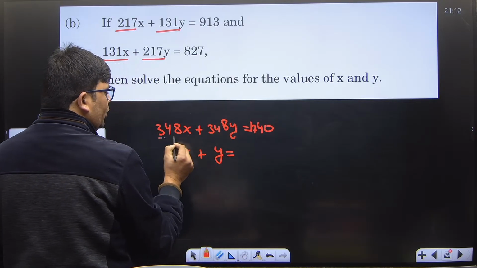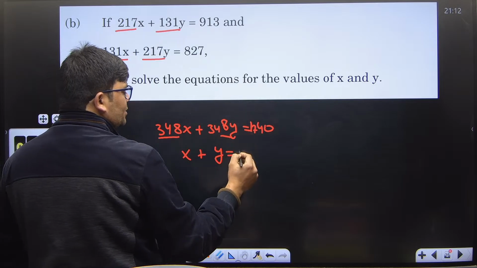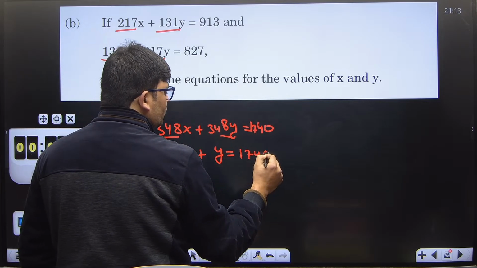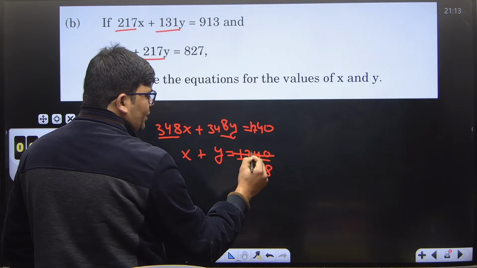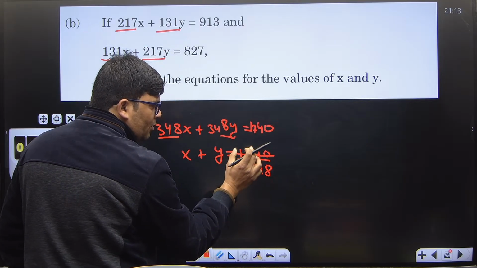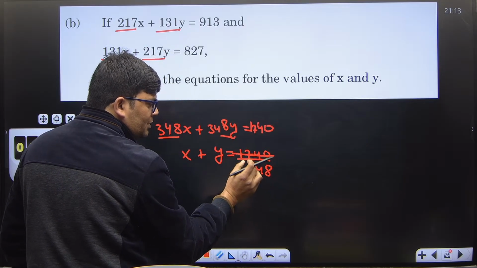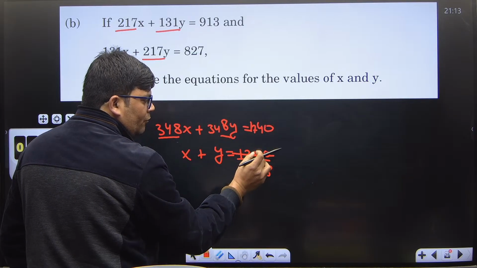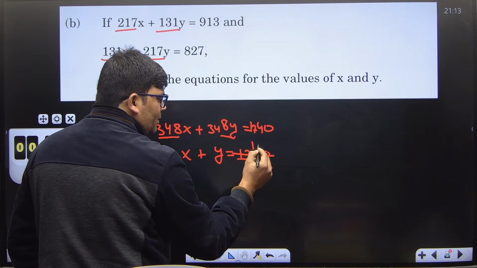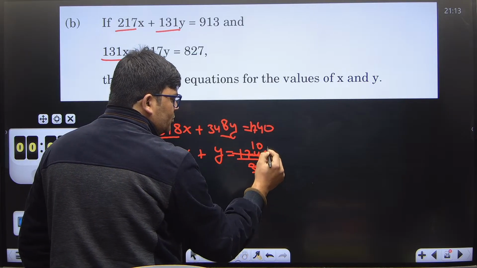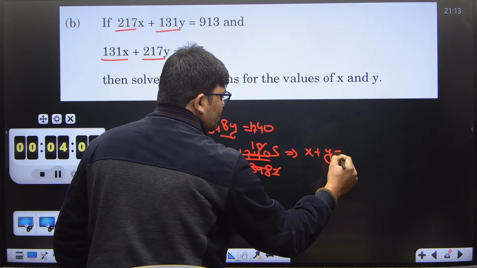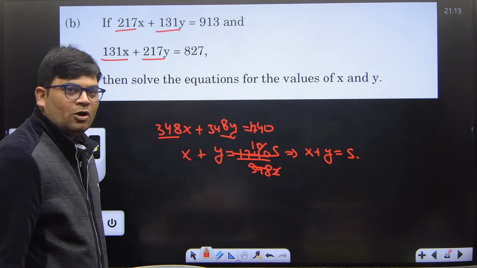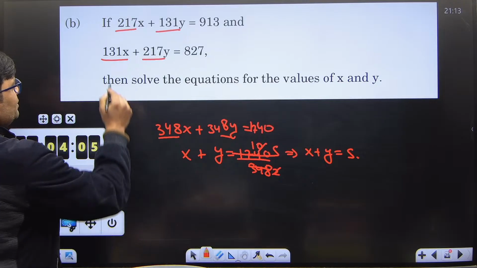So x plus y will be equal to 1740 divided by 348, taking 348 common and moving it to the other side. So 174 you can divide. 17 times 2 is 34, 4 times 2 is 8. So this will become 10 times, this will become 2 times. So this is 5. So first equation you will have is x plus y is equal to 5. All right. Then you need to subtract the equations.